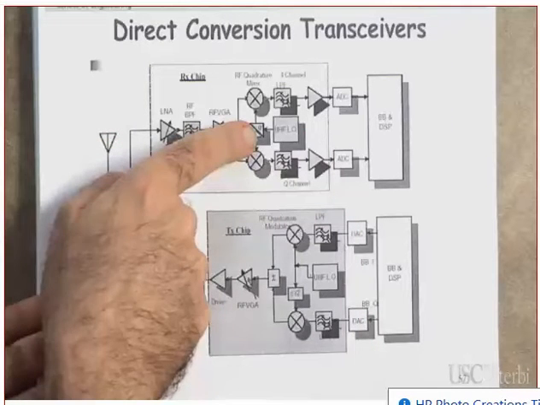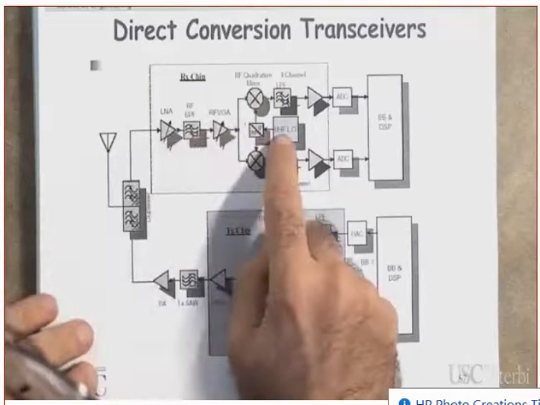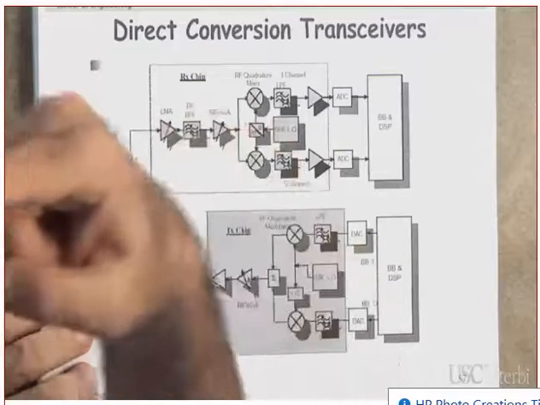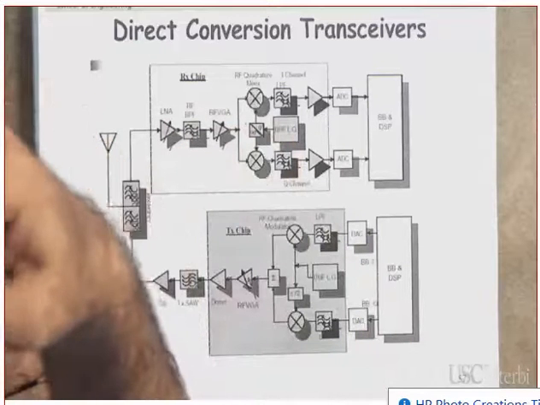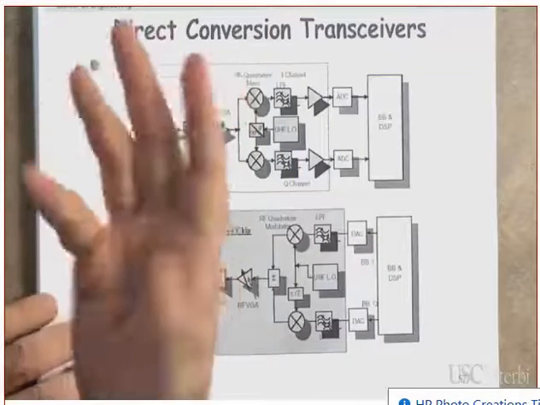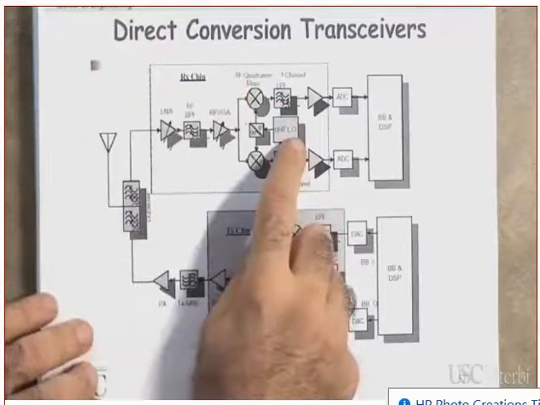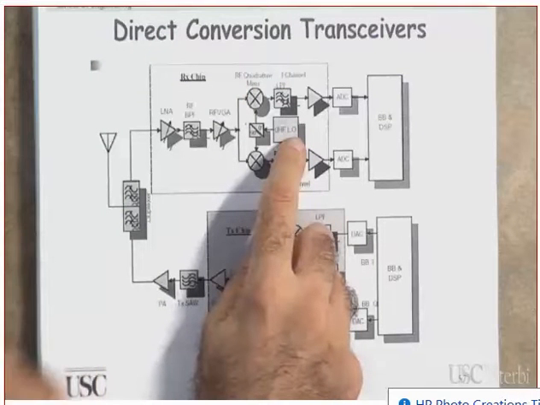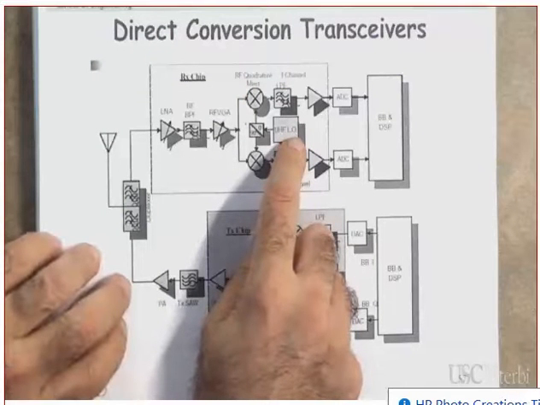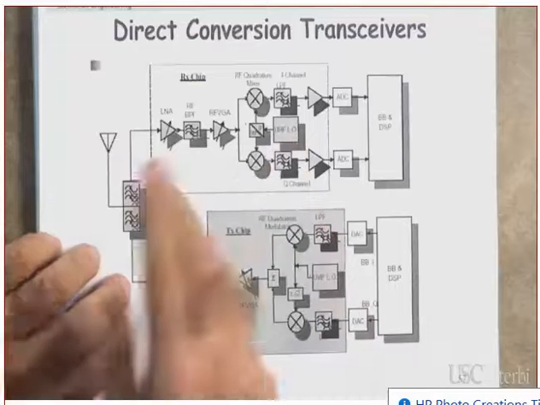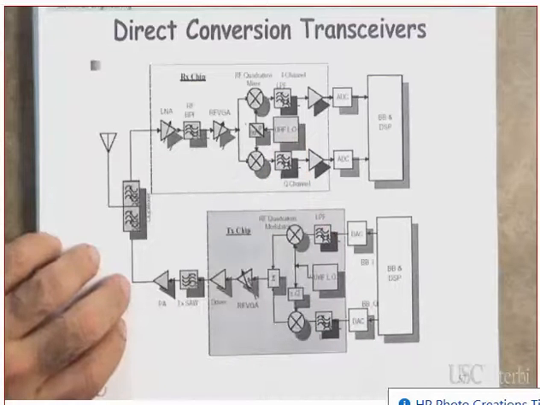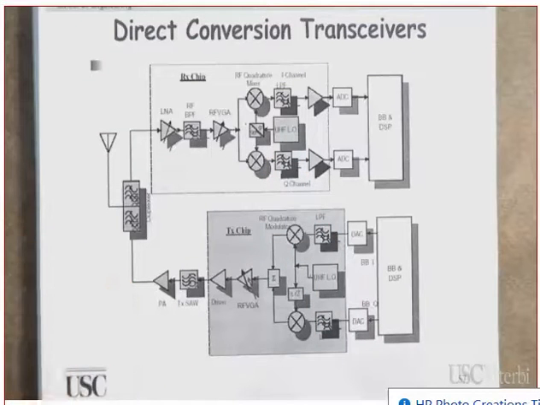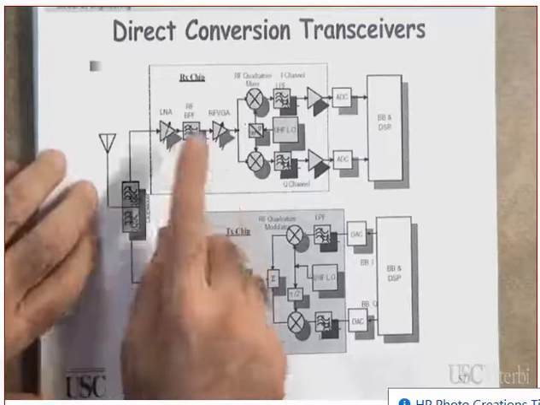I want you to see this and tell me, what do you notice here? UHF, whereas in the previous one it was VHF. We are down converting immediately from the RF to the baseband. Yes or no?